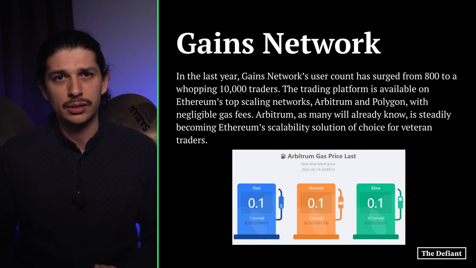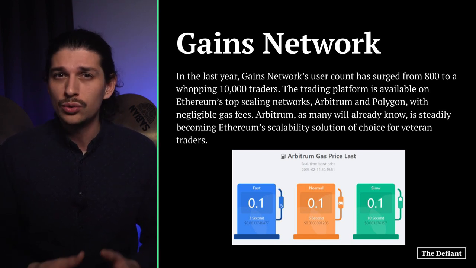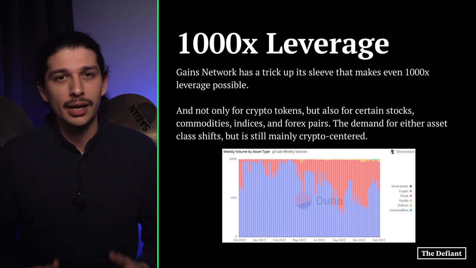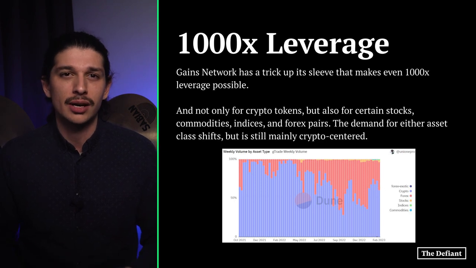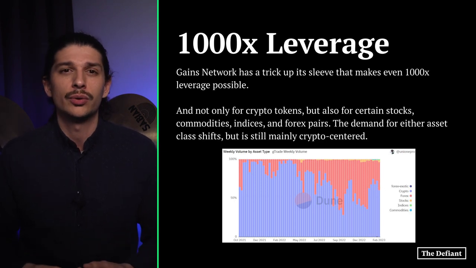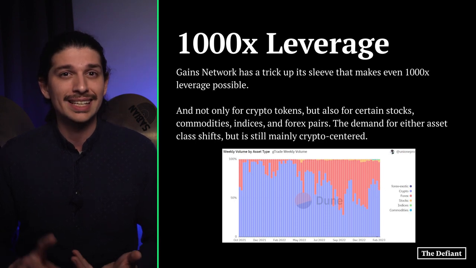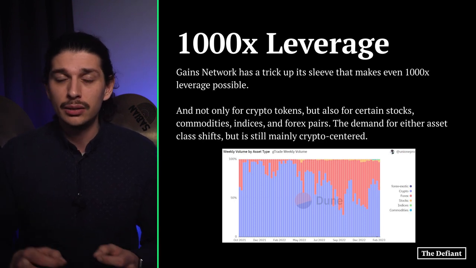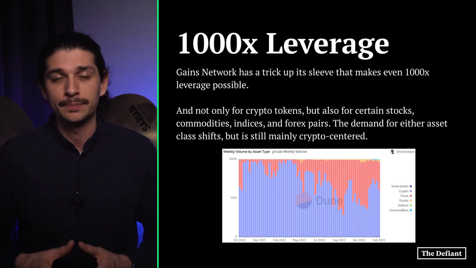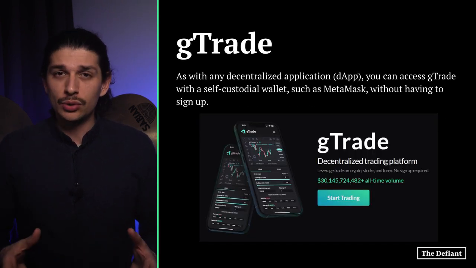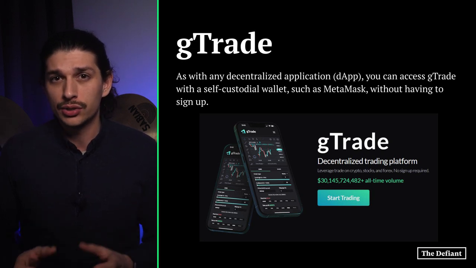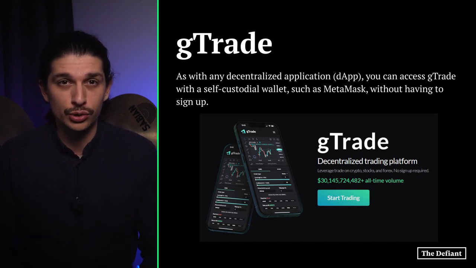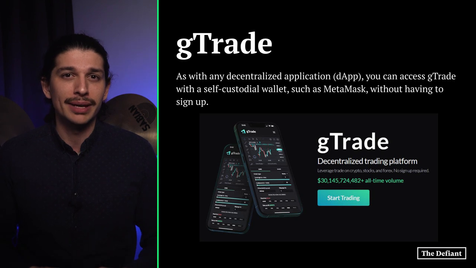But how exactly does a decentralized protocol handle derivatives trading, and wouldn't you need a centralized exchange with deep liquidity like Binance? Well, the Gains Network does have a trick up its sleeve that makes even 1,000 times leverage possible, not only for crypto tokens, but also for certain stocks, commodities, indices, and even forex pairs. The demand for either asset class shifts, but is still mainly crypto-centered, as shown in this chart here. As with any decentralized application or dApp, you can access GTrade with a self-custodial wallet such as MetaMask, and you can do so without having to sign up. But before we get into opening your first perpetual futures trade, let's figure out how exactly GTrade maintains liquidity.